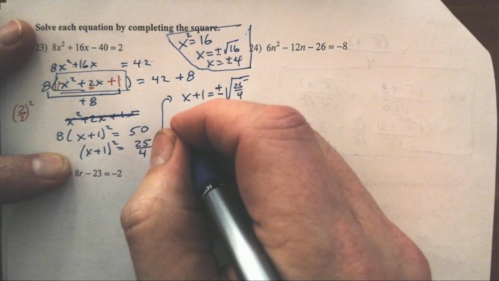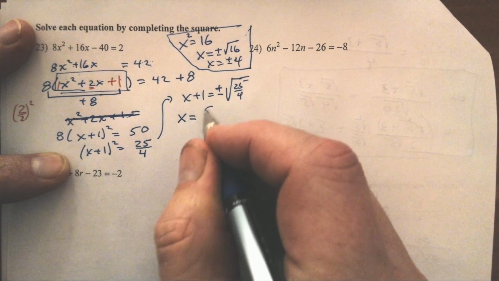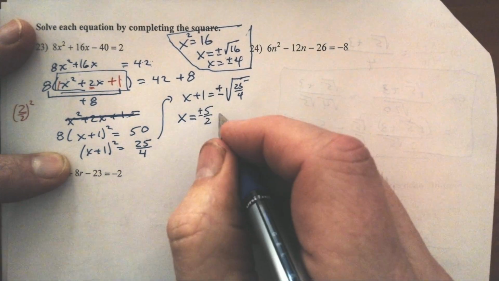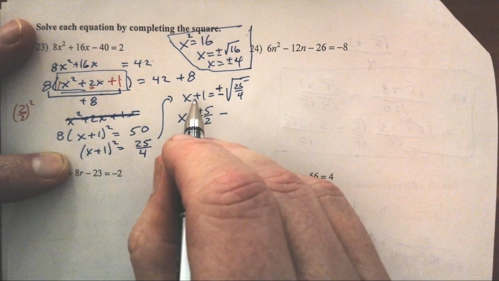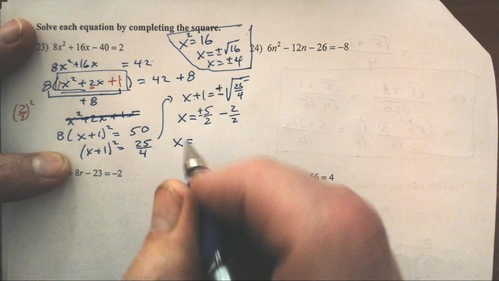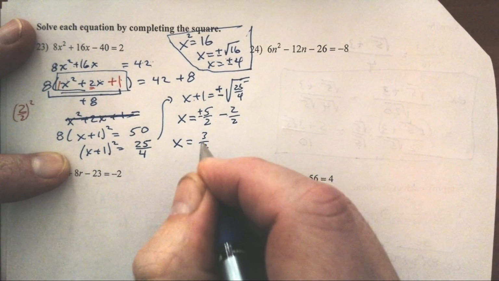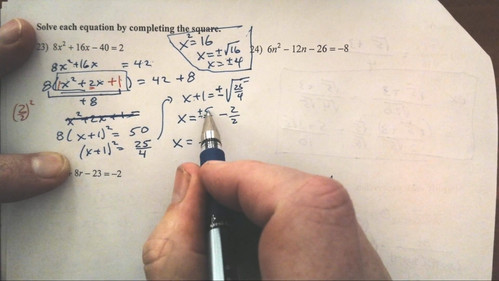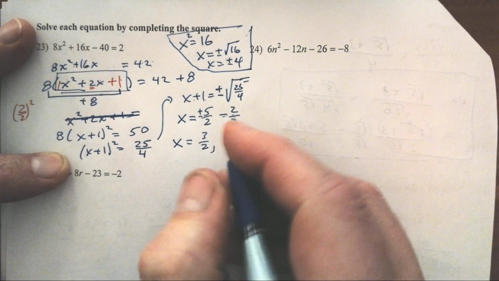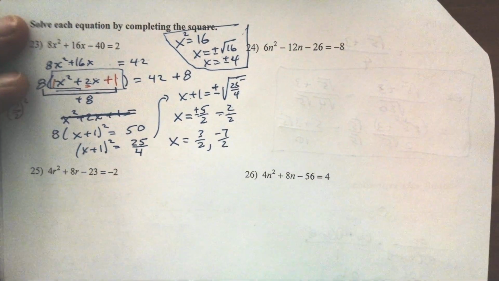So x is, see if you follow this, 5/2 plus or minus, and subtract 1 to get x alone. I'm going to subtract 2 on 2. So x is either positive 5/2 minus 2/2, 3/2, or negative 5/2 minus 2/2, negative 7/2. Okay.